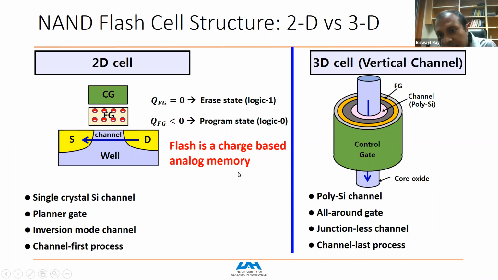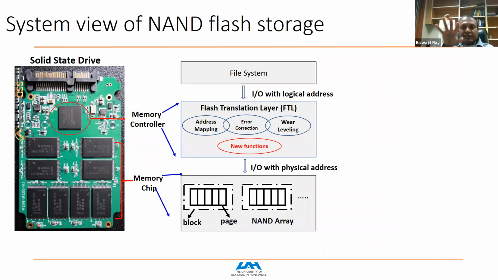The other important distinction is the doping. In 2D, you have source and drain, which are highly doped. But in 3D, the source and drain are undoped material, because these are a continuous polysilicon layer. All these things make a lot of difference between 2D and 3D, and the industry has to overcome a lot of challenges to make 3D NAND technology work. Okay, now this is the system view, of how NAND works as a storage solution.